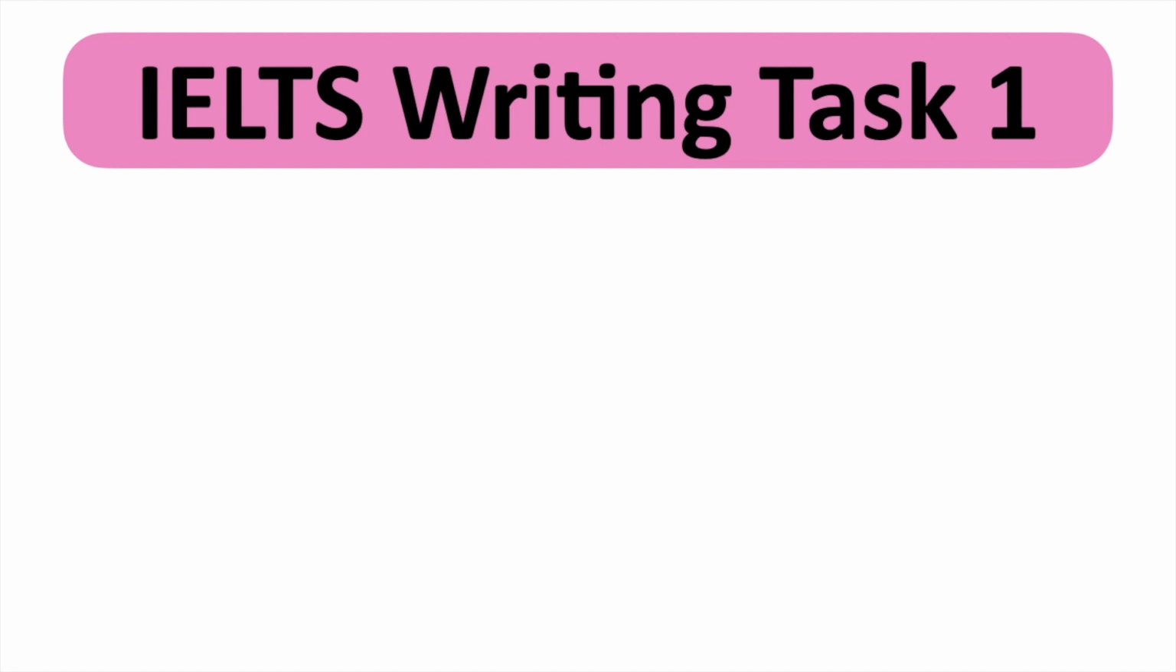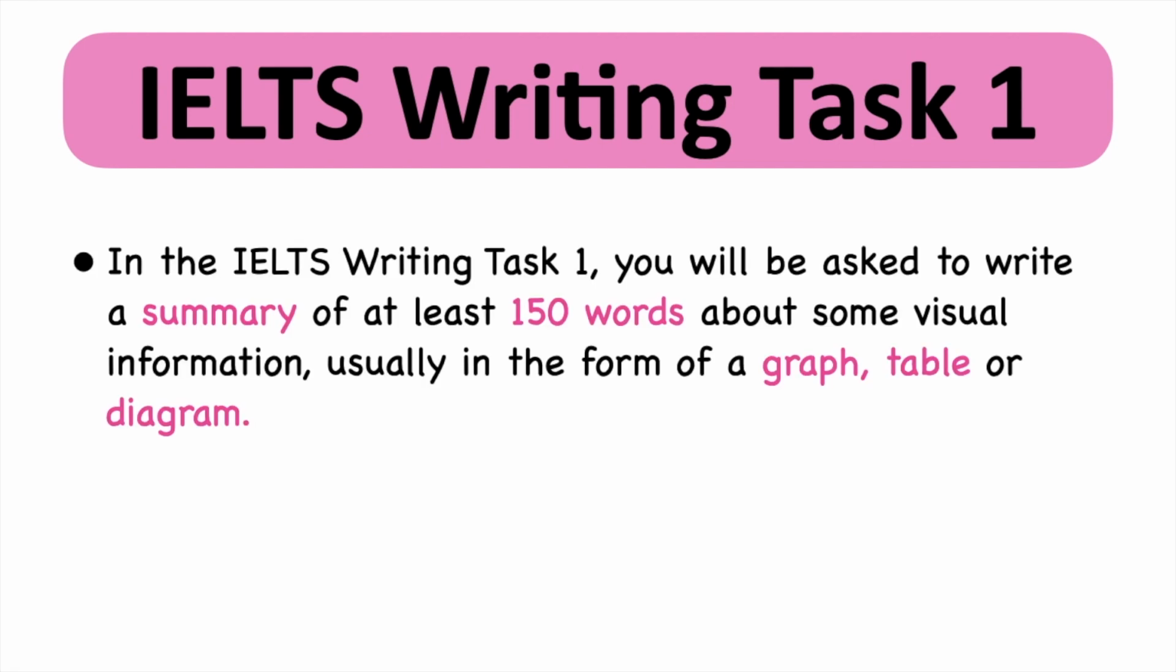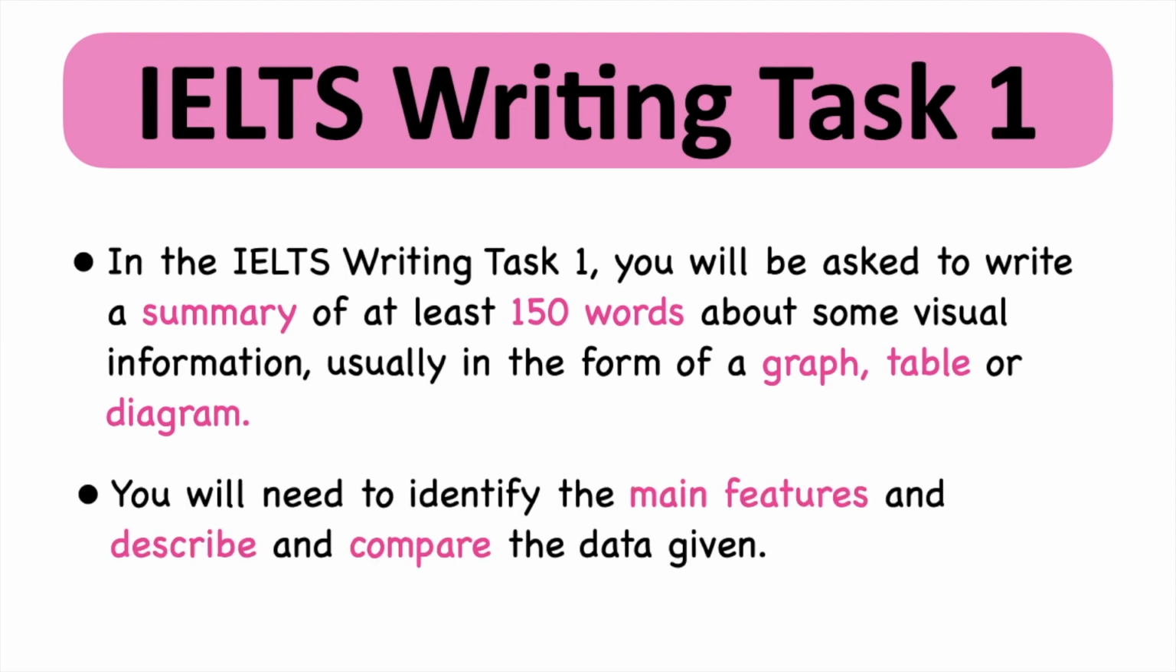IELTS Writing Task 1. In the IELTS Writing Task 1, you will be asked to write a summary of at least 150 words about some visual information, usually in the form of a graph, table, or diagram. You will need to identify the main features and describe and compare the data given.